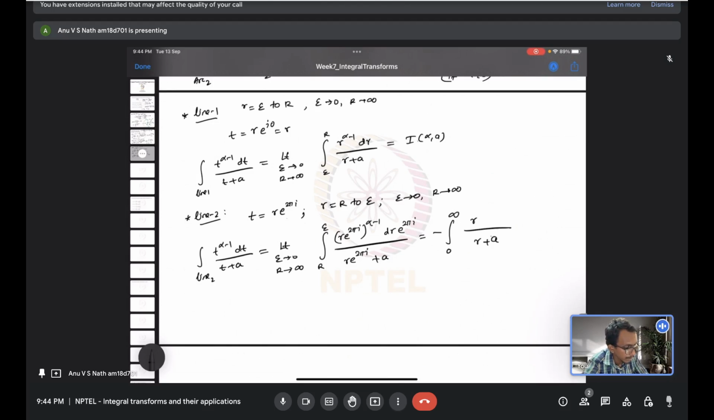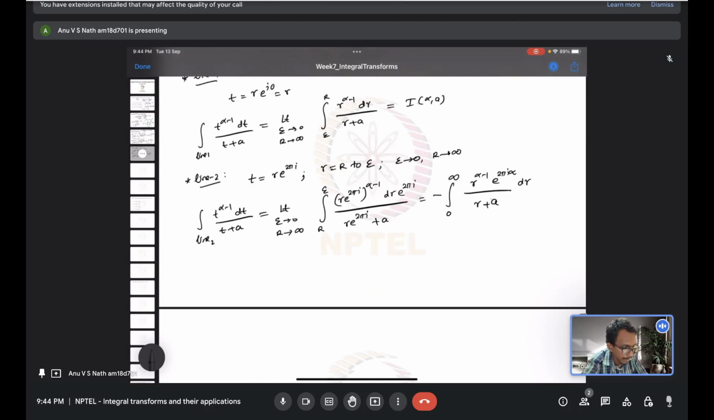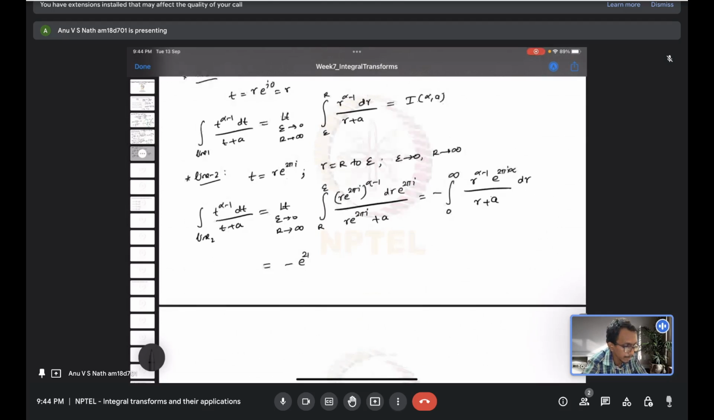So it's basically r raised to alpha minus 1, then e raised to 2 pi i times alpha minus 1, which combined with the other 2 pi i gives e raised to 2 pi i alpha, then dr. So if we take the constants outside, that's minus e raised to 2 pi i alpha, then the remaining term, which is the integral from 0 to infinity of r raised to alpha minus 1 dr by r plus a. We can tell it is minus e raised to 2 pi i alpha, then the remaining is basically the same I that we wrote earlier, it's I of alpha comma a.